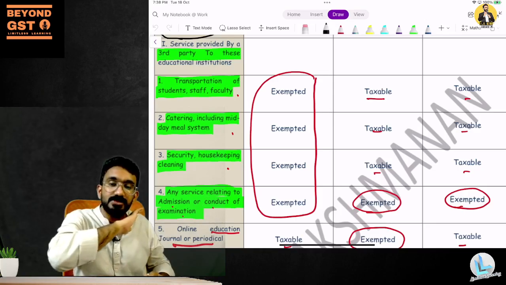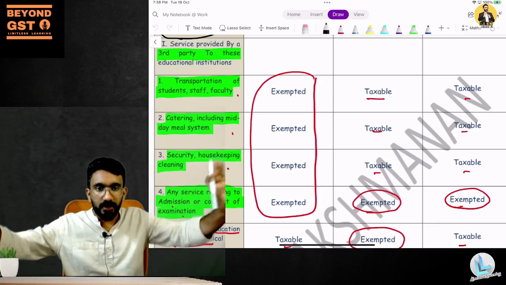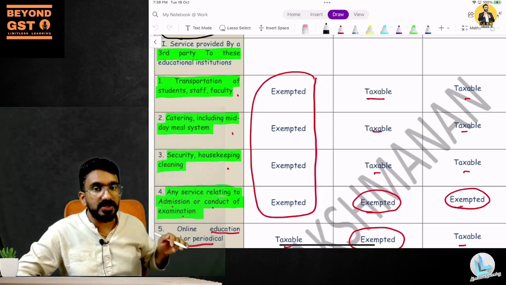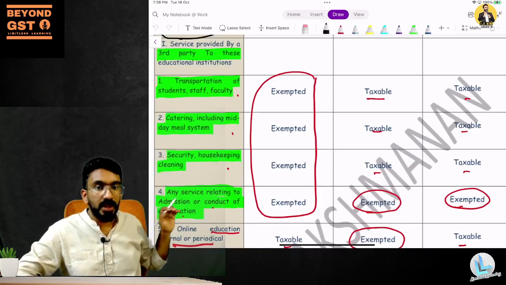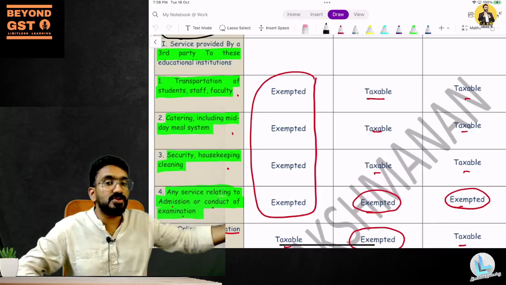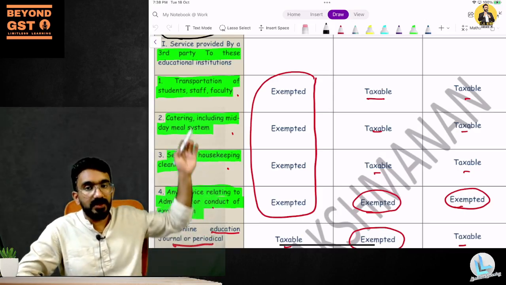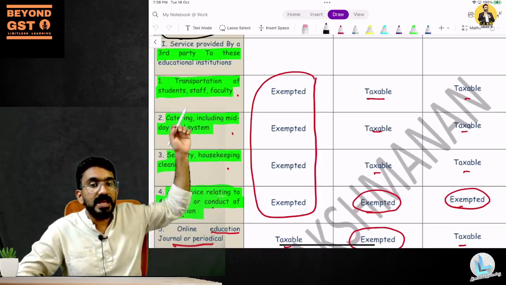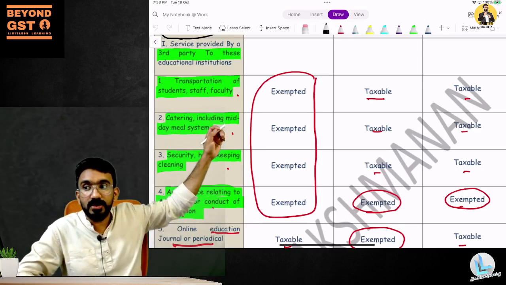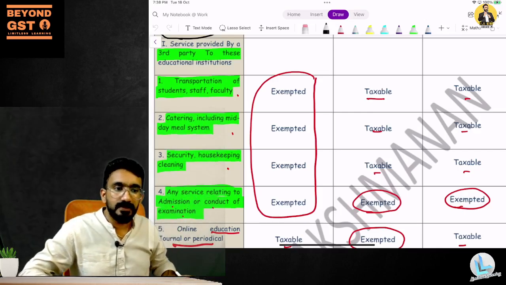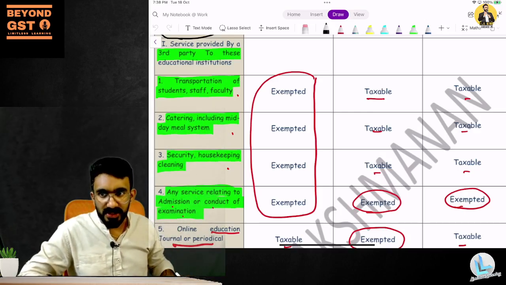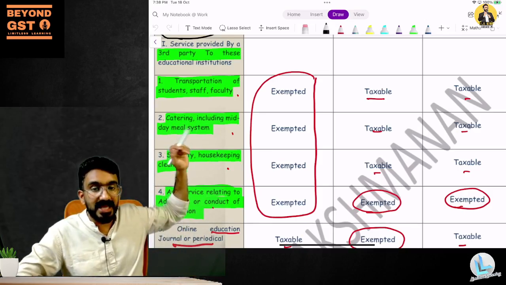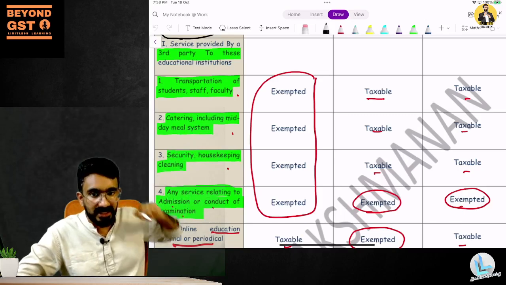Do I have a blanket, free exemption for everybody providing to them? No. First of all, they have categorized the types of services for which you will get exemption. Also, they have said which category of institution gets exemption. Now, if you look at the first service, which is transportation of students, staff, and faculty, it is exempted only if it is provided to the first type of education institution, which is preschool till higher secondary. Second one, catering, midday meal system, which is exempted only if it is provided to the first category.